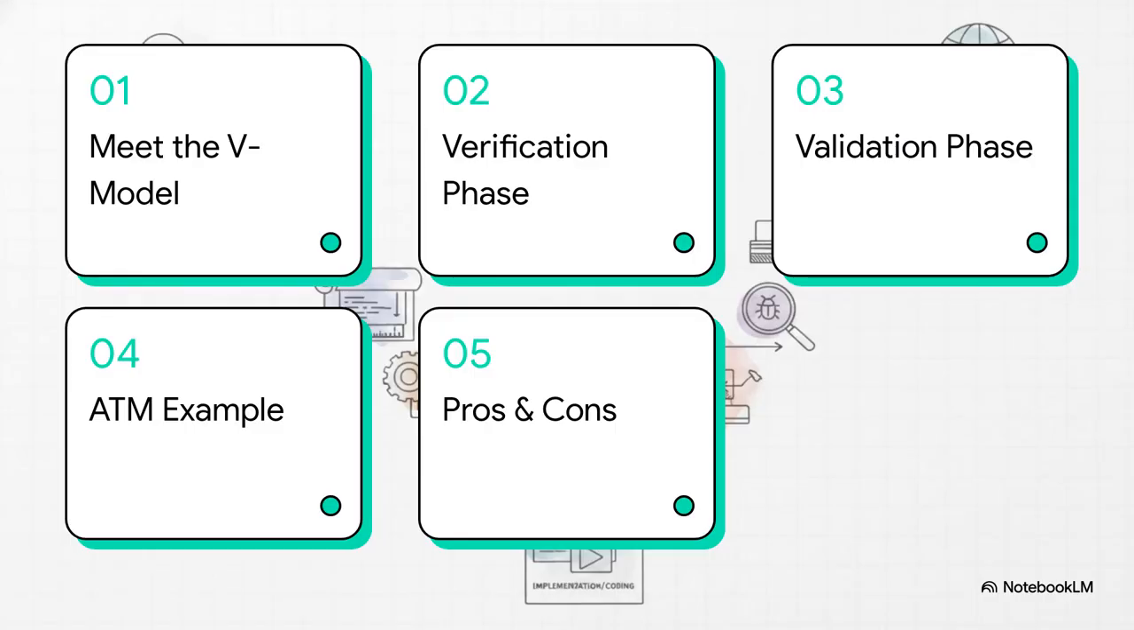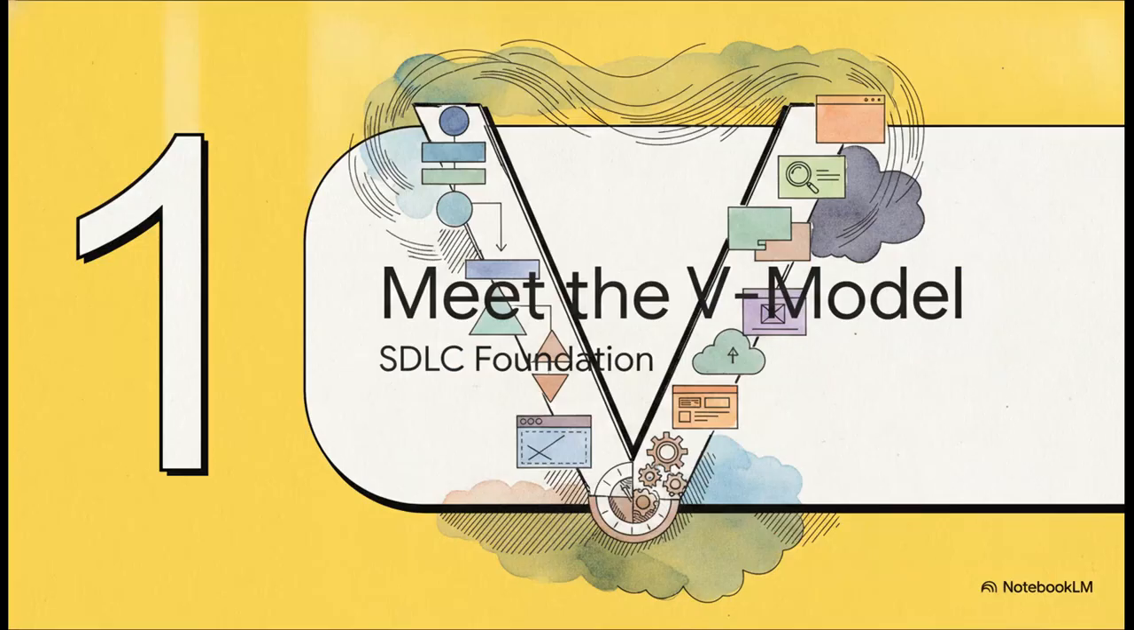So here's our roadmap for today. First, we'll meet the V model. Then we'll cover verification, which is the left side, followed by validation, the right side. After that, we'll anchor all of this with a real-world ATM example. And finally, we'll weigh the pros, cons, and comparisons. Let's get started. Section 1.